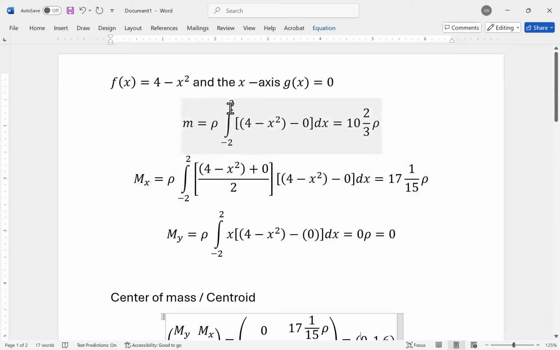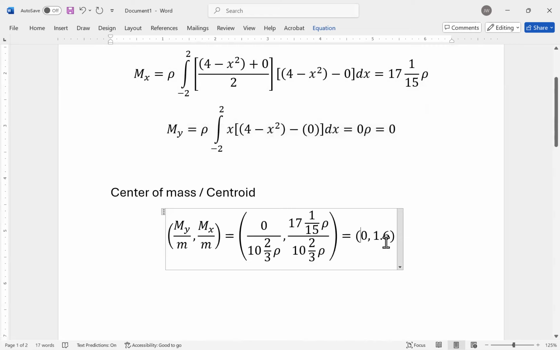I have to find my bounds sometimes. Sometimes they'll be given to us. And then again, mass is just the integral of f minus g. The moment about the x-axis is the integral of f plus g divided by 2 times f minus g. And the moment about the y-axis is just the x value times the quantity f minus g. Let's graph this point on the object that we just drew and see if it makes sense.